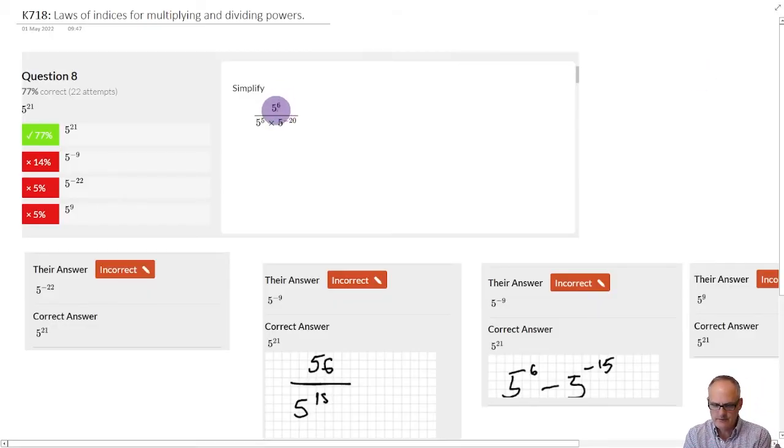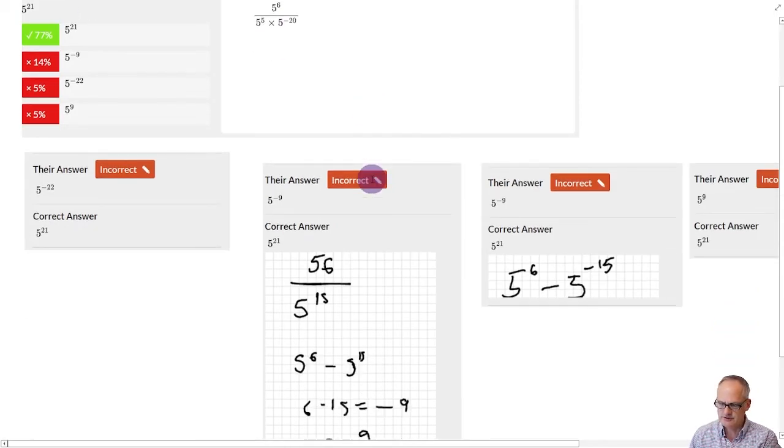Right, what we got here is 5 to the power of 6 divided by 5 to the power of 5 times 5 to the minus 20. And here we have some incorrect answers below, and you can see some of them have managed to put their working in. And the most popular incorrect answer is 5 to the minus 9. And what we can see is they're doing 5 to the 6, and they've worked out on the bottom they've got 5 to the 15 for some reason. Okay, here we've done 5 minus 20 and got 15. Okay, and then you've done 6 minus 15 gives me the minus 9. That's the mistake they've made, was when they calculated the bottom bit there.